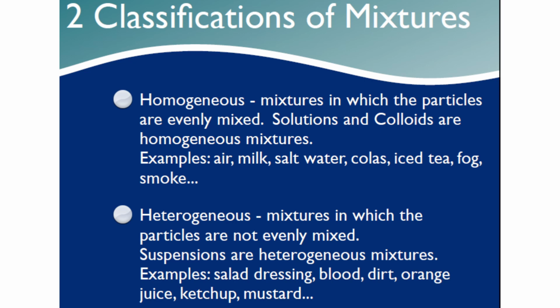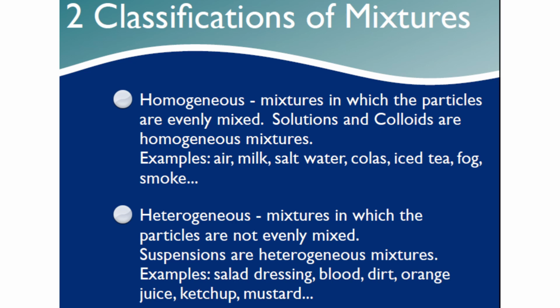They look mixed, they look uniform, but there are really 2 or more particles that make up those mixtures. Heterogeneous mixtures. Heterogeneous mixtures are mixtures in which the particles are not evenly mixed. You can tell that there is a mixture because there are usually 2 visible phases present.